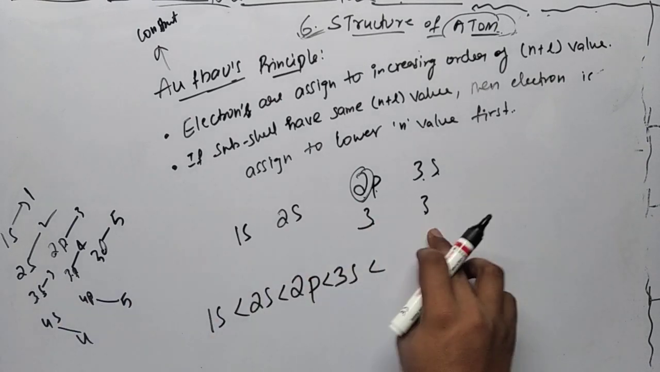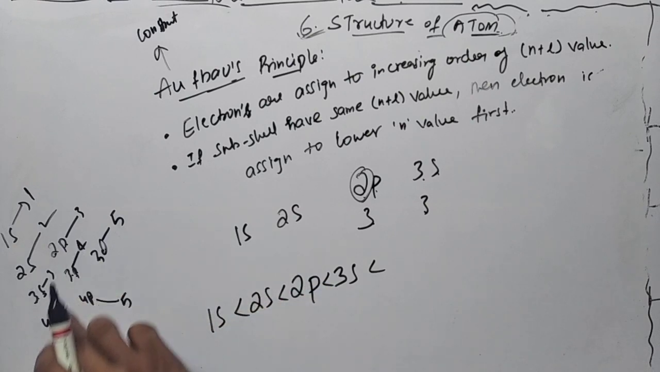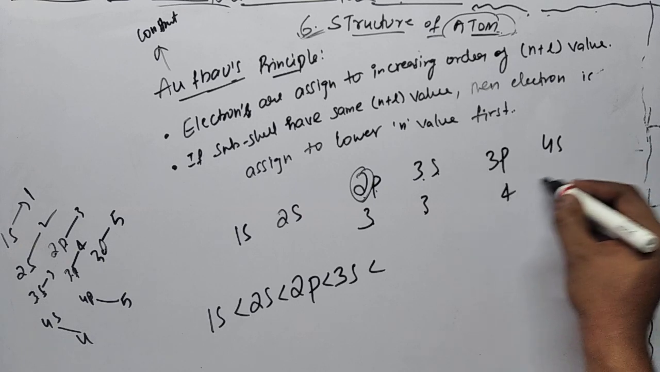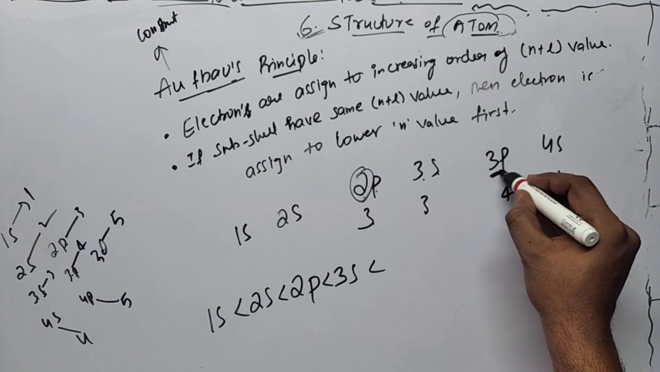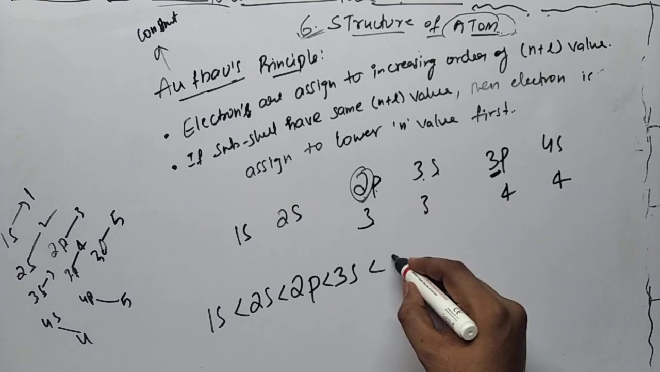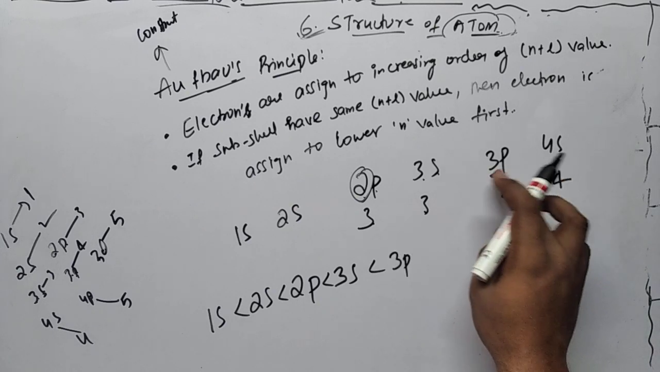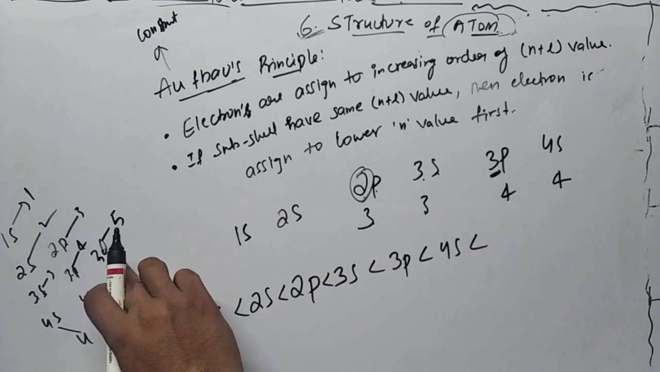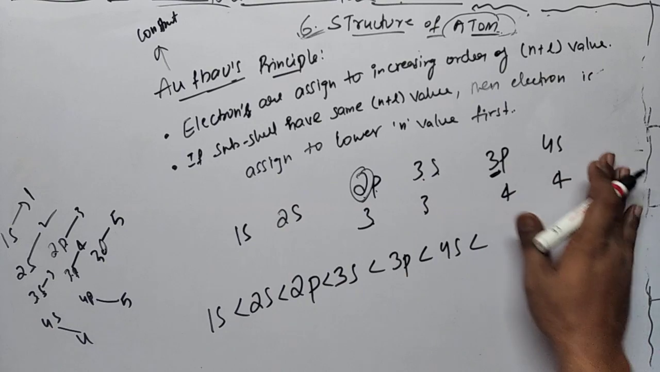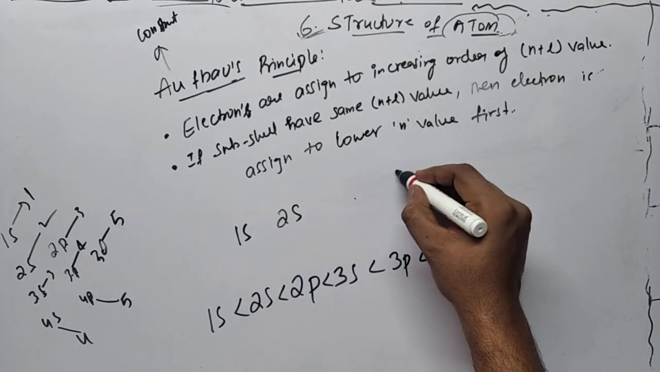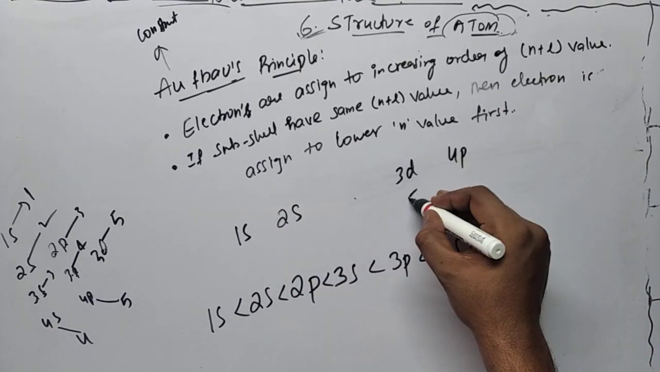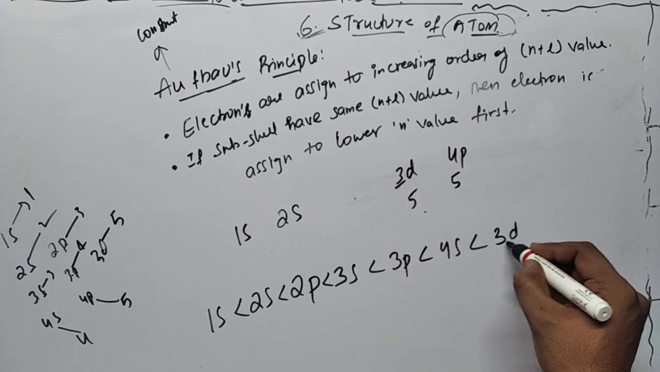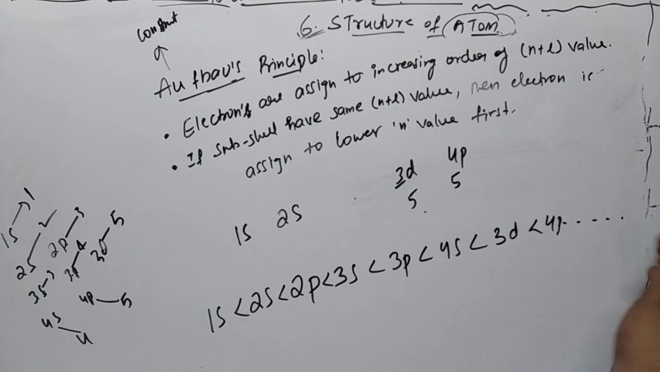Next, 3p and 4s both have n plus l value of 4, but 3p has the lower n value. So the electron will be assigned first to the 3p orbital, then 4s. Next after 4s, we have 5: 3d and 4p both have the same n plus l value, but 3d has the lower n value. So the electron will be assigned first to the 3d orbital, then 4p. This order will continue.